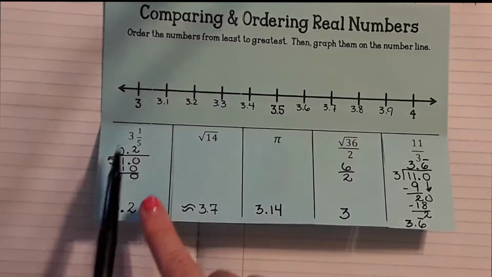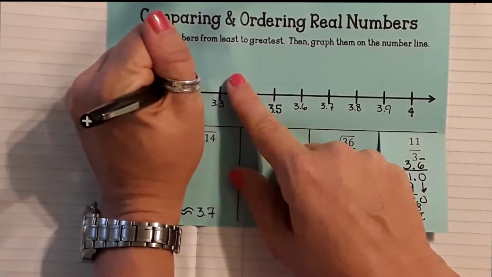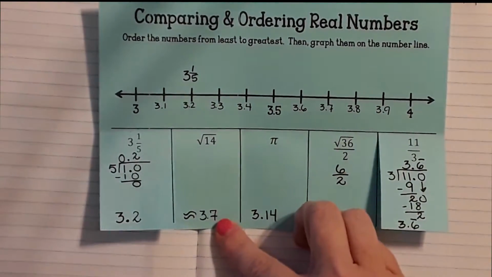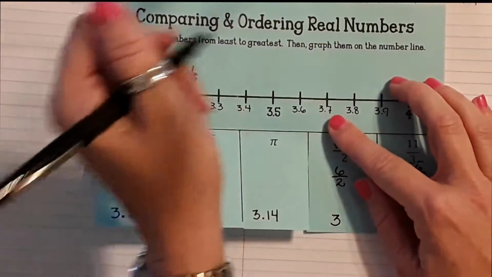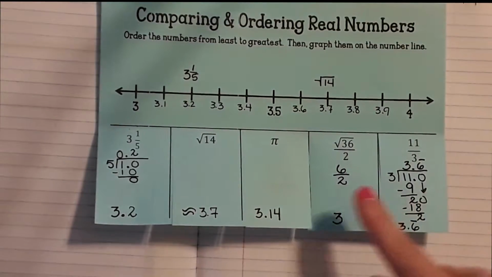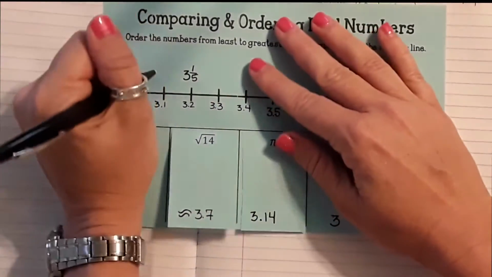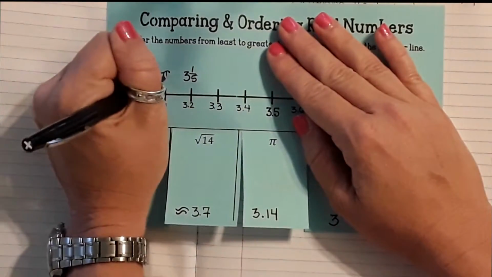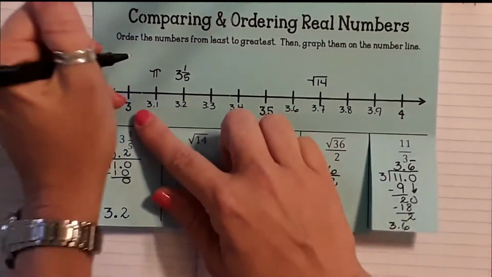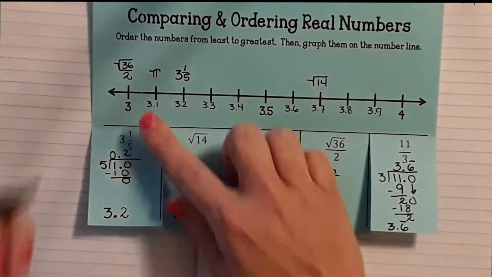So let's start with 3.2, which is really 3 1/5. So I'm going to put 3 1/5 on the 3.2 of the number line. Square root of 14 was 3.7, so I'm going to go to 3.7 and write square root of 14. Okay. The next one, pi, is 3.14, so I know it's going to be around that 3.1. So I'm going to place pi here. All right. Square root of 36 over 2 is 3, so we're going to put it right on the 3. Square root of 36 over 2.